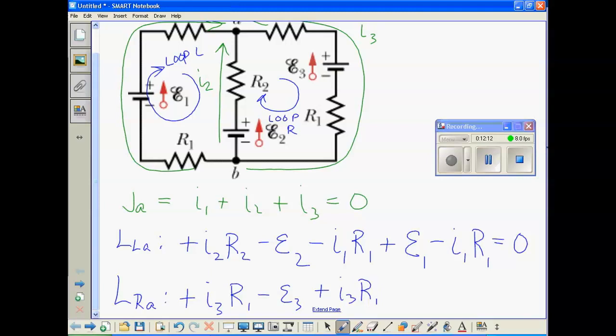I continue on. I'm going to go up now through the center branch. I don't get anything on the bottom there. I go past that junction called B. I go through E2 in the direction of the EMF arrow, and then I go through R2 in the same direction I chose for the current. So that is a drop of I2 R2. Now I'm back to where I started, so all my jumps and drops have resulted in a net change of 0.